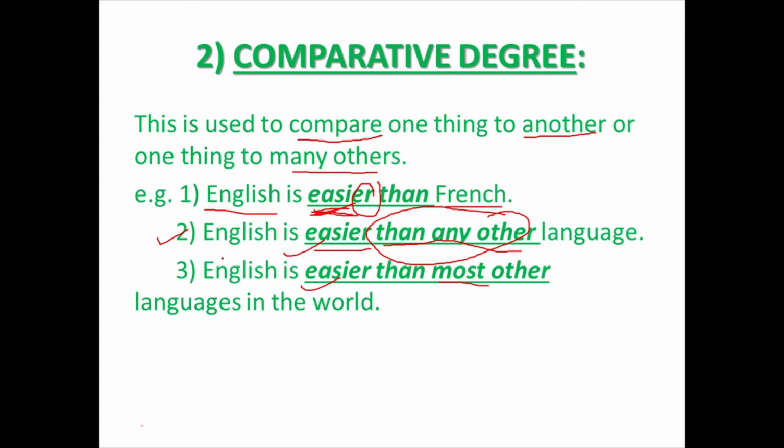After observing these three sentences, you will find comparative degree in either this form, or this, or this. English is easier than French, meaning two things are compared together. English is easier than any other language. English is compared to many other languages in the world. So what did you understand? You just remember that the adjective is important: easier.